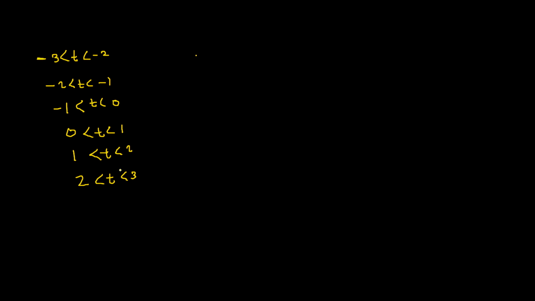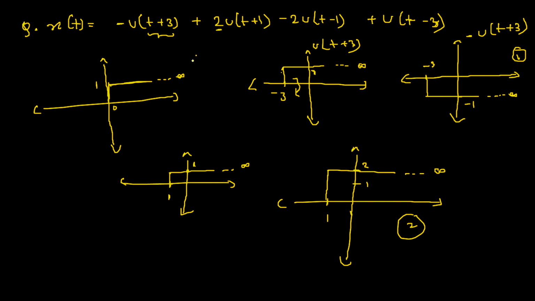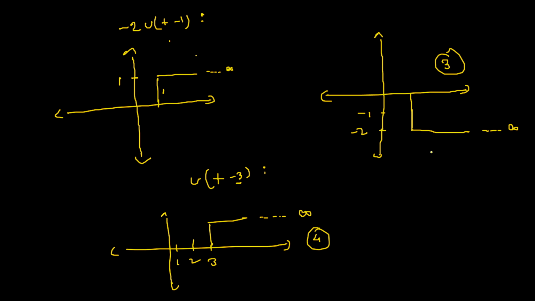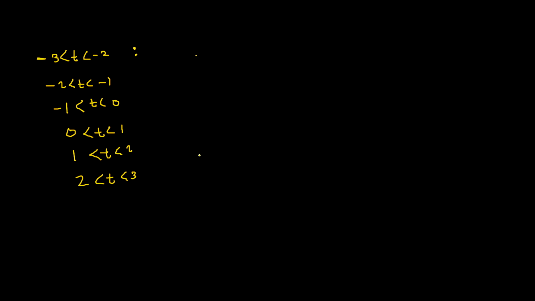Okay, so now that we have performed all of these operations, we check what the value of each individual signal is in each of these regions, and we add all of them. And after finding all of this, we just plot the graph. So between minus 3 and minus 2, the value of this signal is minus 1. This signal is 0. This signal is again 0. And this signal is again 0. So between minus 3 and minus 2, I have minus 1 plus 0 plus 0 plus 0. So my overall sum is just minus 1.